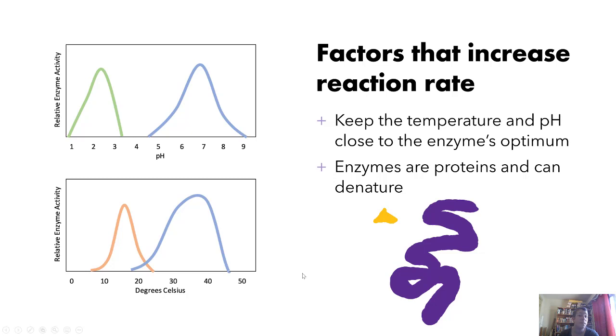Bacteria that live in, say, hot springs, which are much hotter than human body temperature, are going to have enzymes with very high temperature optima. And those bacteria will normally have their enzymes denature and be unable to function if they were to get inside of a human body.